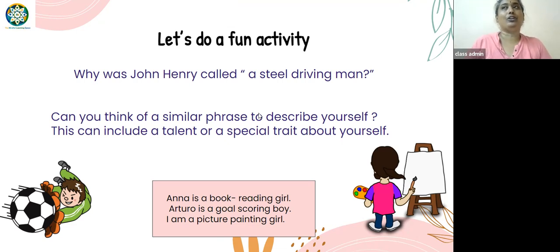For instance, when we talk about someone called Anna who loves reading books, it's like Anna is a book reading girl. Otro is a goal scoring boy. I am a picture painting girl. What would we say about Anirudh?